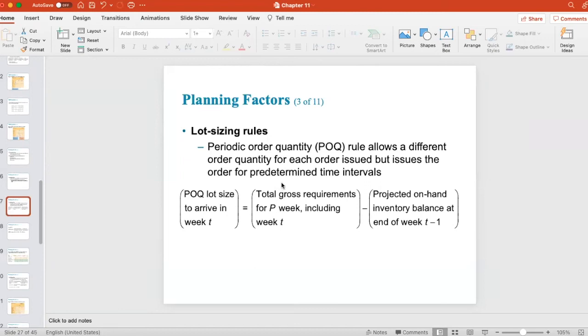As we mentioned in the inventory management chapter, we can also use the periodic order quantity rule. You may still remember that for the periodic order quantity rule, the time interval of each order is fixed. However, the order amount itself can be flexible each time I order from my supplier. Then how do we determine the most appropriate POQ lot size? Very simple. Here we list the equation. First, you need to calculate the total gross requirements for each interval, which may include P weeks. Then you need to clarify the current inventory on hand. The difference becomes the new periodic order quantity lot size amount that you need to order from your supplier. Let me give you a quick example to illustrate the whole idea.